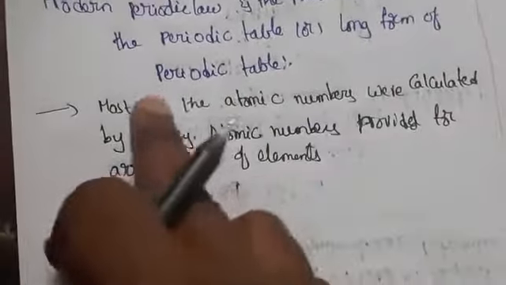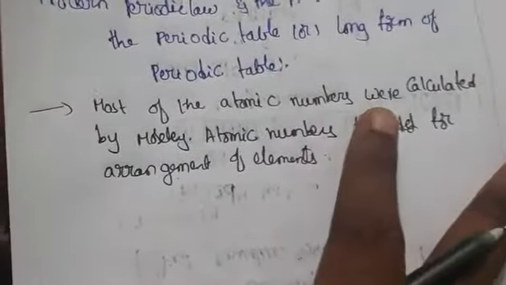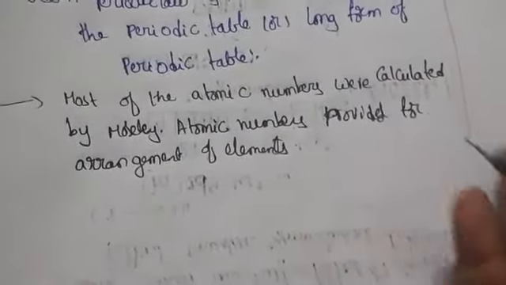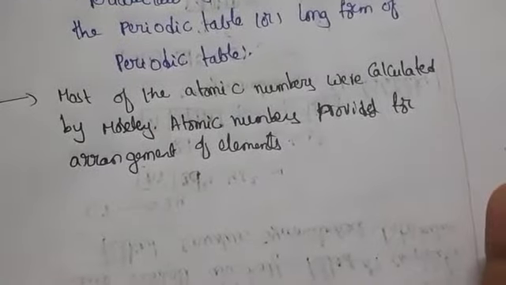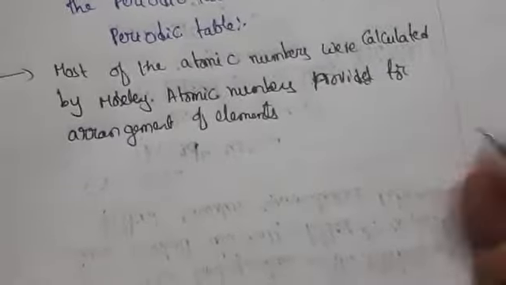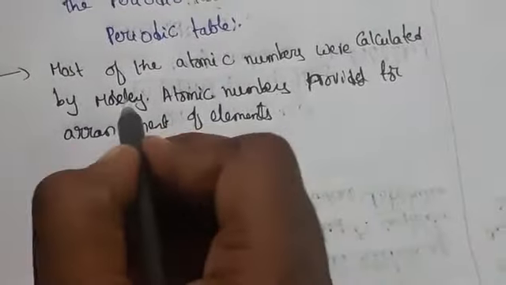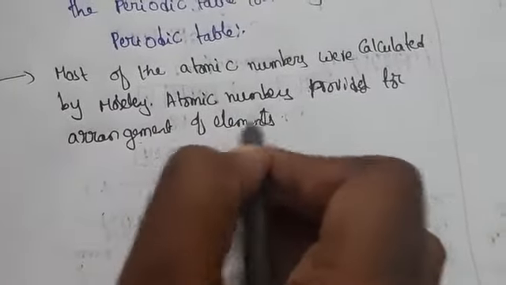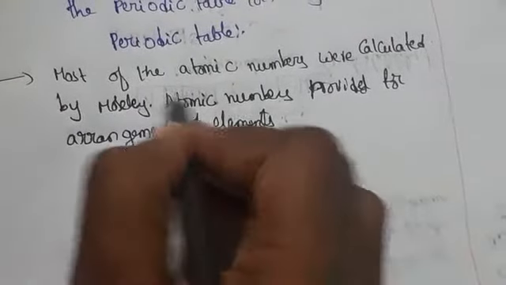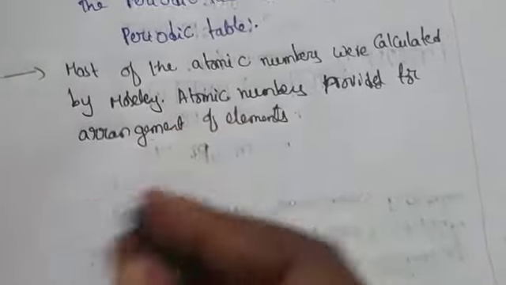What are the atomic numbers we are calculating? For example, we take sodium. How will we calculate it? It has the atomic number 11. This was indicated by Moseley. By arranging the elements it is also divided, and it was discovered by Moseley the scientist.